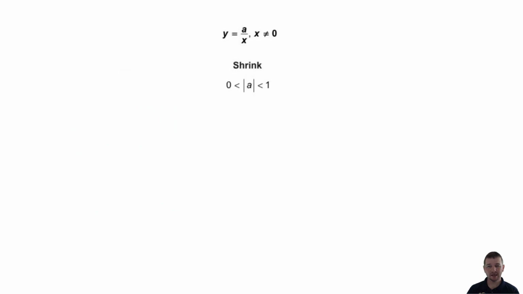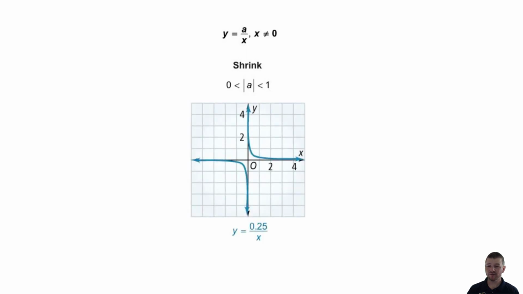We have a shrink if 0 is less than the absolute value of a, which is less than 1. We see an example graphed below. In this case, a is 0.25, and the function graphed is y equals 0.25 over x.